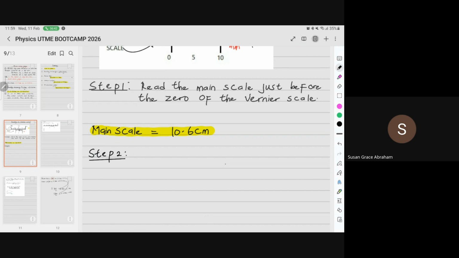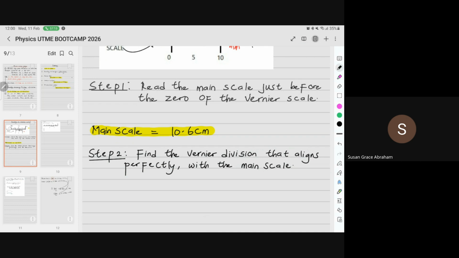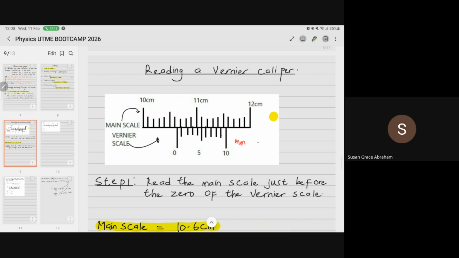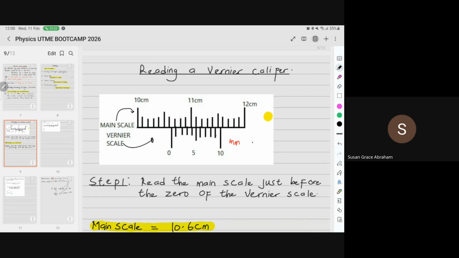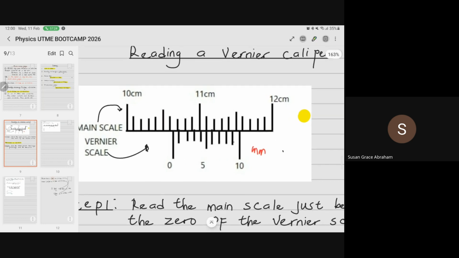So I've calculated my value. So I'm to find the vernier division that aligns perfectly with the main scale. Are we there now? So let's find that place that aligns perfectly with the main scale. So can you show me where aligns perfect? Okay, no, you cannot, because you cannot get the question. So find a place that aligns perfectly.